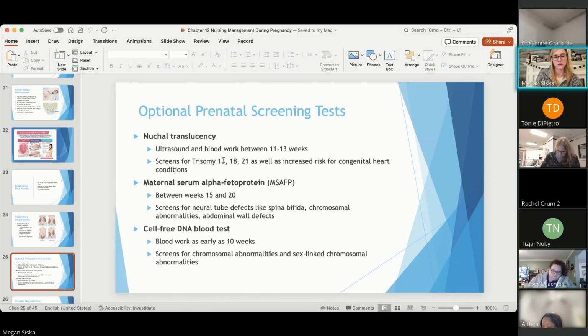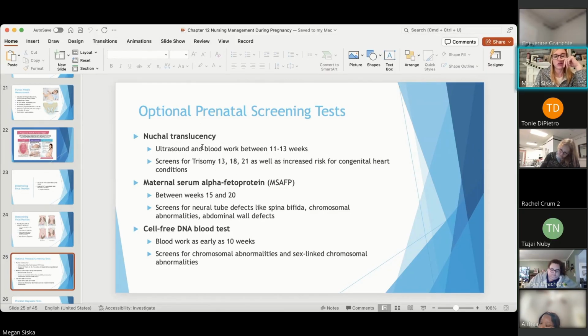There's a lot of different chromosomal abnormalities that cause growth issues and developmental issues and things like that. And then 21 is Down syndrome. And then it also can screen for some congenital heart conditions. So basically, if you get an abnormal result, we would recommend that you go on to have a different test to try to confirm that diagnosis or to rule out that diagnosis. So we don't diagnose based on this screening test.